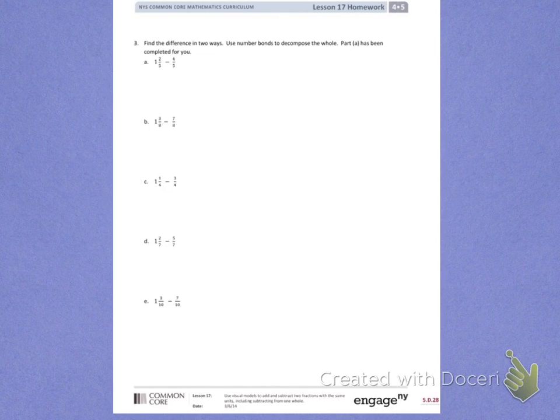Grade 4, Module 5, Lesson 17, Homework, page 2. Problem number 3. Find the difference in two ways. Use number bonds to decompose the whole. Part A has been completed for you. I'm not seeing that Part A has been done for us, so we'll go ahead and do that one.